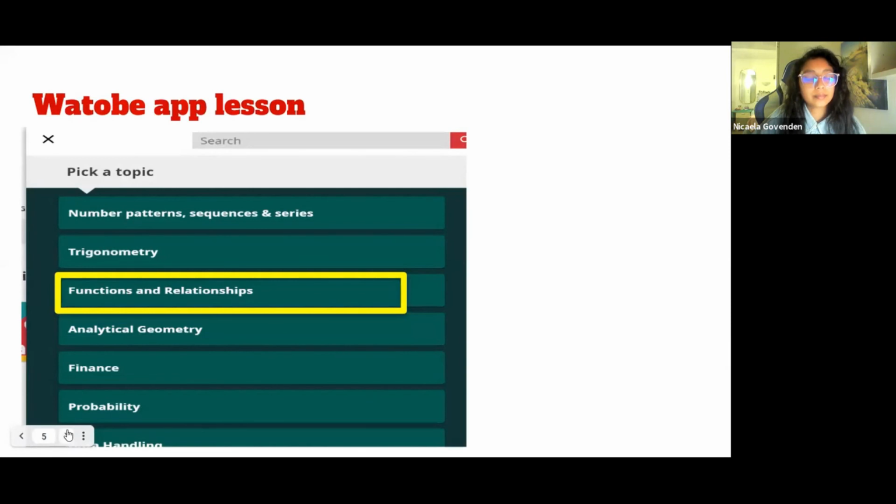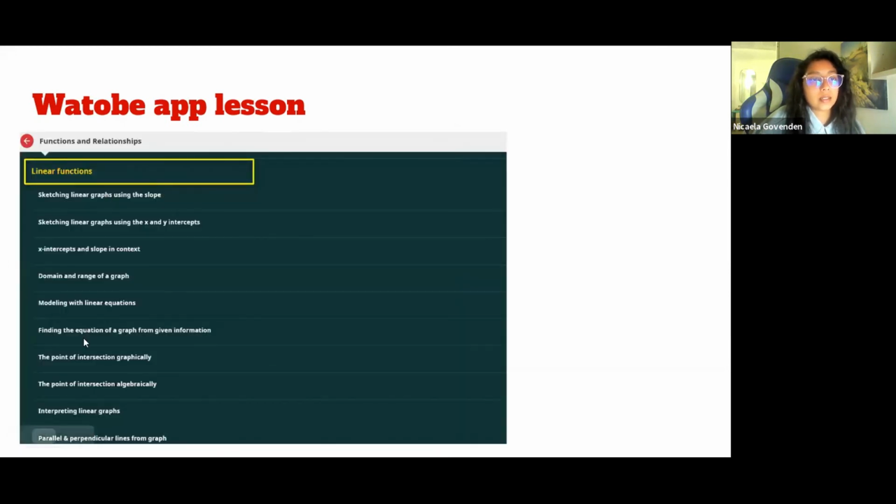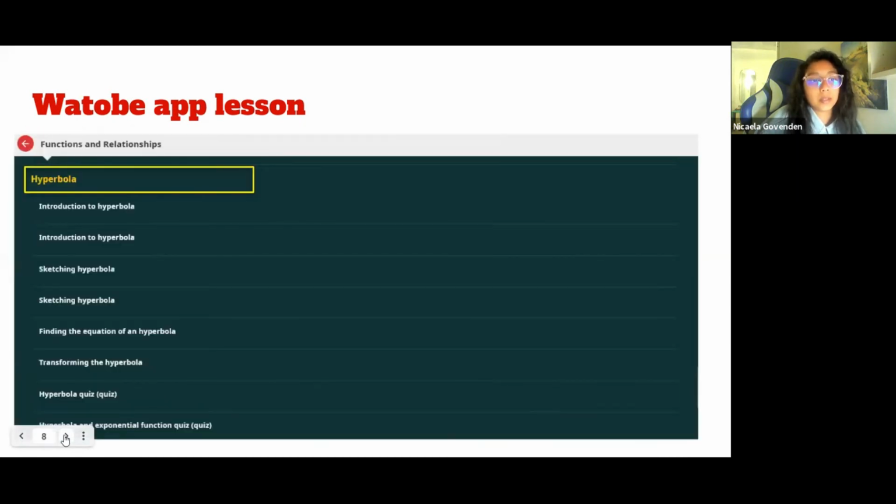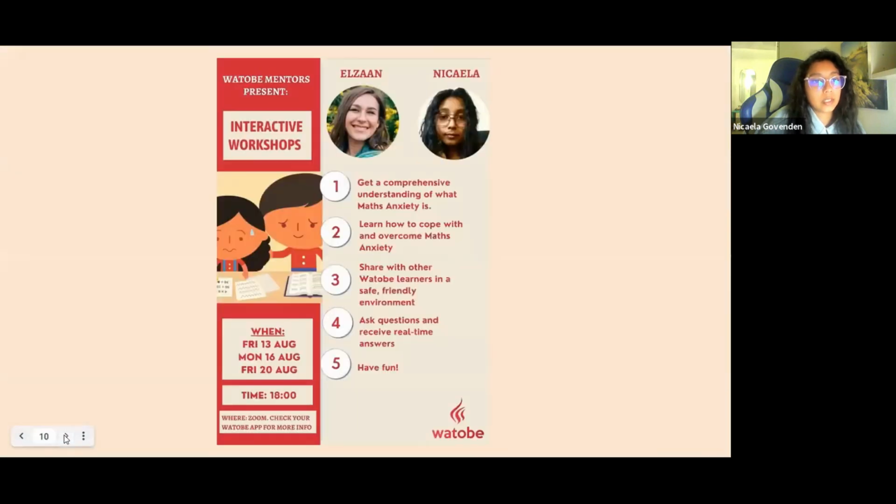And okay, so here's the homework. I don't know if you want to take pictures or if you want to make notes, but I'm just going to go through it. Like always, it's under the bigger topic of functions and relationships. Then you're going to find linear functions, parabola, hyperbola, and then the exponential. That's kind of the homework. It's those big sections. Let me know if you need me to repeat it.